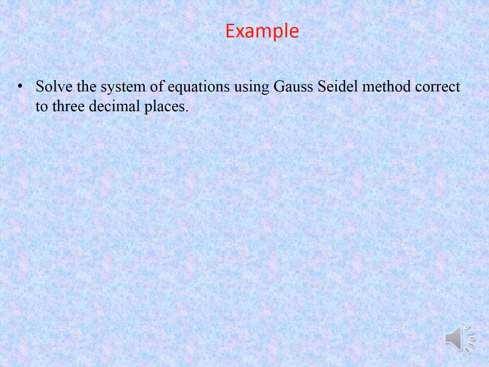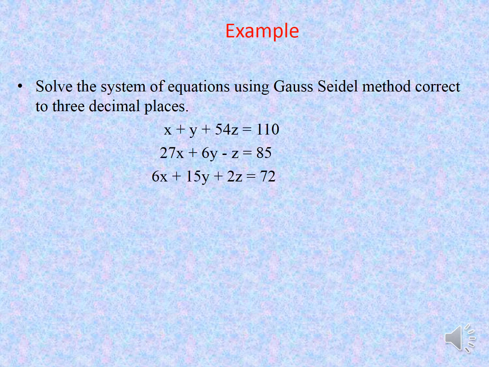Here we do one example based on the Gauss-Seidel method, and it is given that we have to do the calculations correct to 3 decimal places. It means accuracy has been specified, so we will stop our iterations once we obtain this accuracy. We have this system of equations here. By observation we can see it is not diagonally dominant because 1 is not more than 1 plus 54. So we will rearrange the equations and make it diagonally dominant.